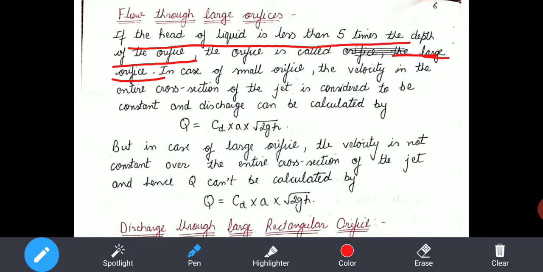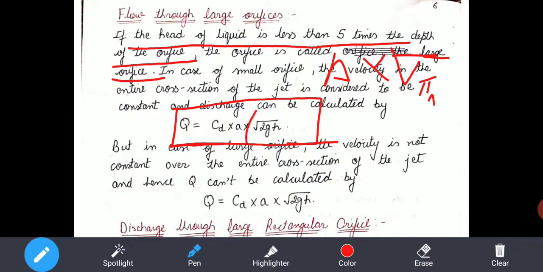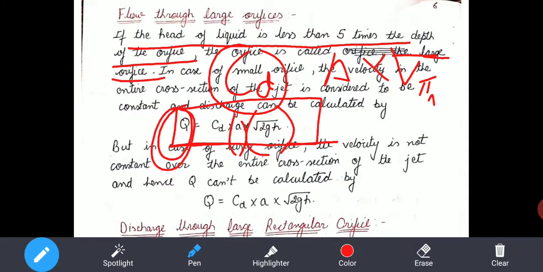In the case of small orifices, the velocity over the entire cross section is considered constant because the area is very small here. So we consider that the velocity throughout the cross section is constant, and discharge we can easily obtain by this formula. Discharge is equal to Cd into area into theoretical velocity. We multiply by the coefficient of discharge because we are calculating the actual discharge here.